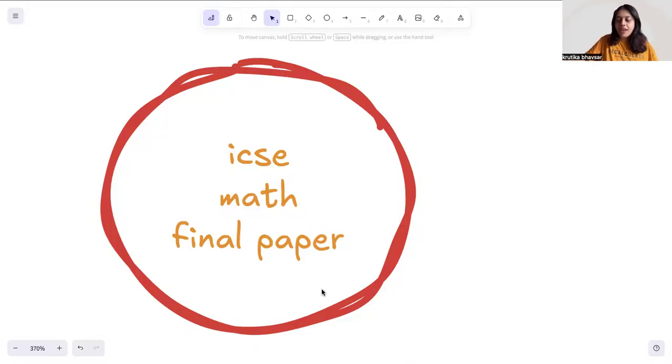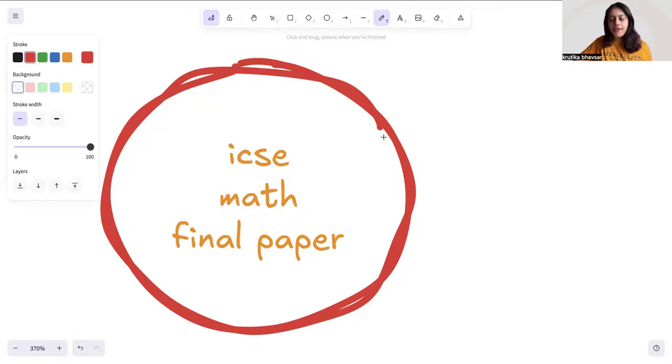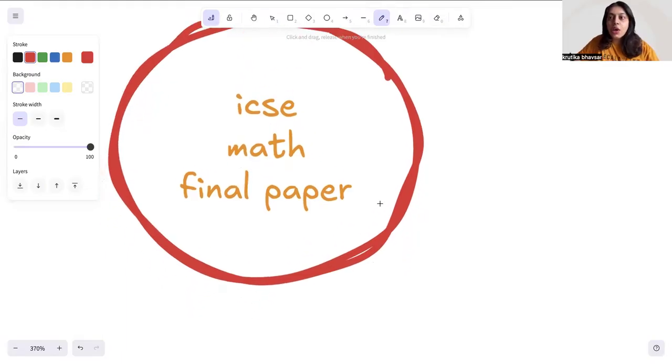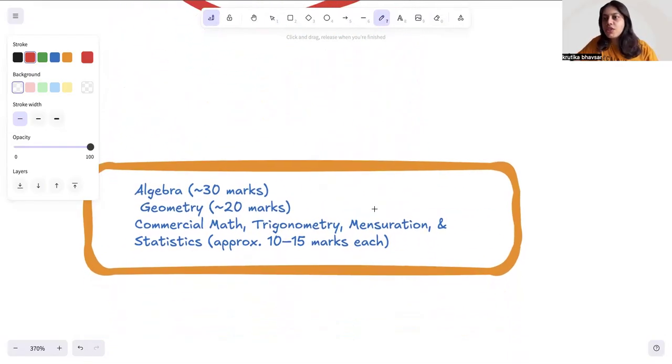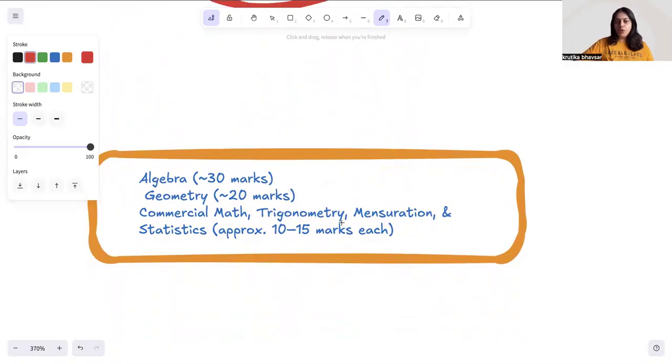So as we know, we have our ICSE math paper on 2nd of March, as far as I remember. And before we begin anything, this is the distribution, as clearly we all know, right? So the algebra, let's see what chunk is taken by what. We know that algebra takes 30 marks. We know that geometry is 20 marks and each of the other sections go for 10-15 marks each, right?